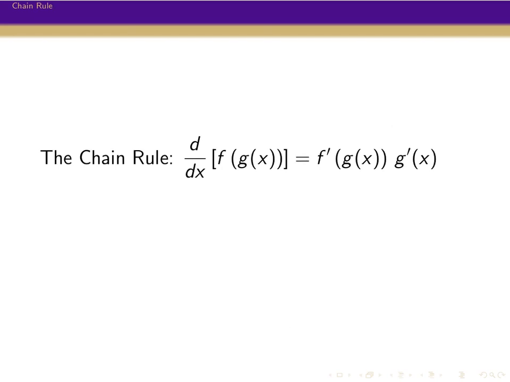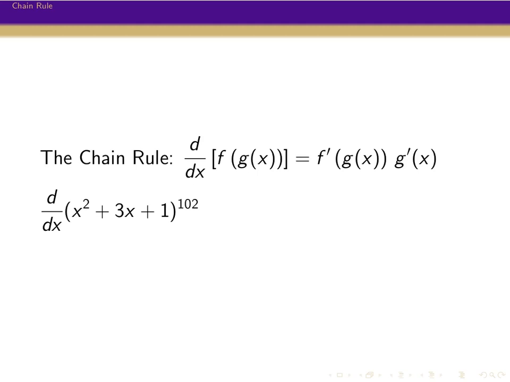So here is our chain rule. We're going to be using this lots and lots in the coming weeks. So let's do a quick example. Here we're taking the derivative of x squared plus 3x plus 1, quantity to the 102nd power.